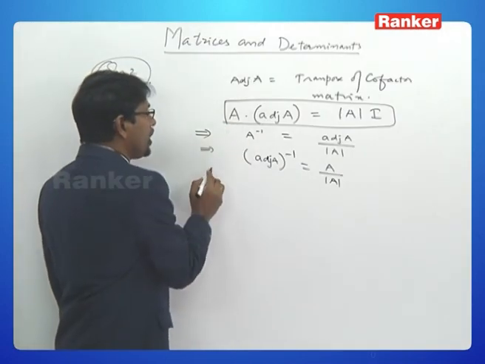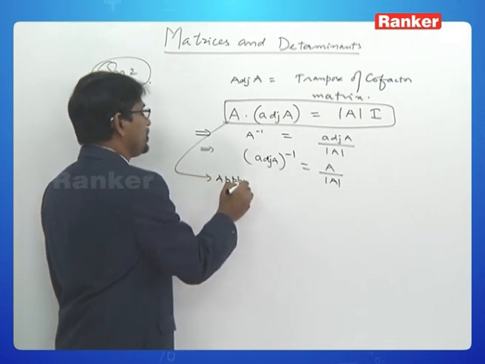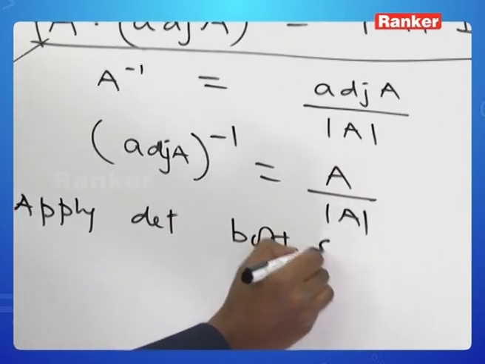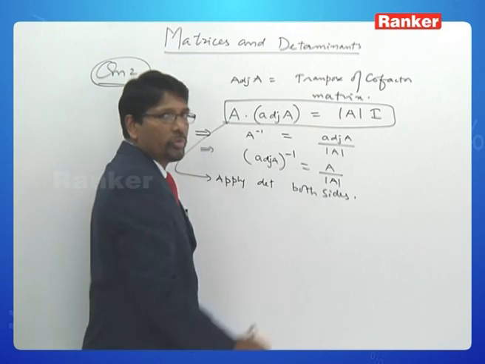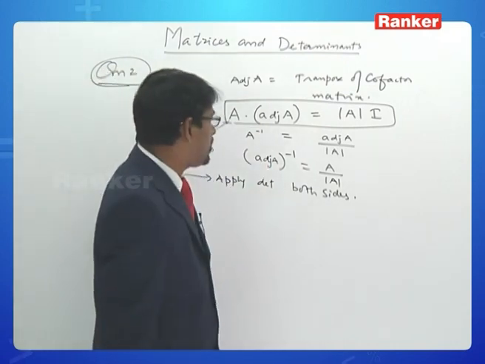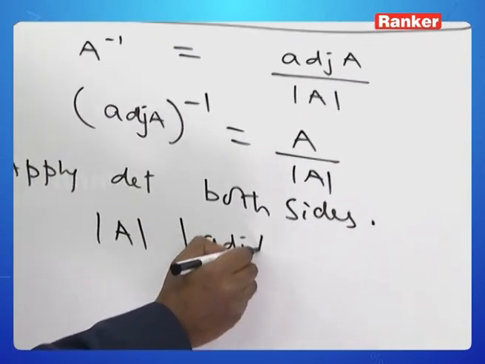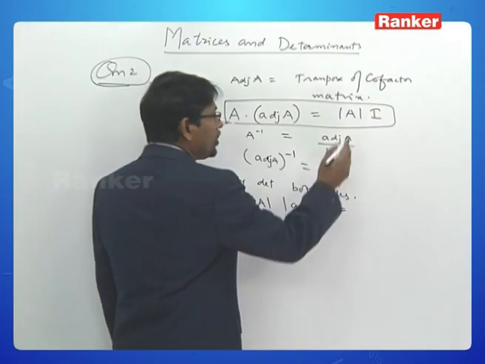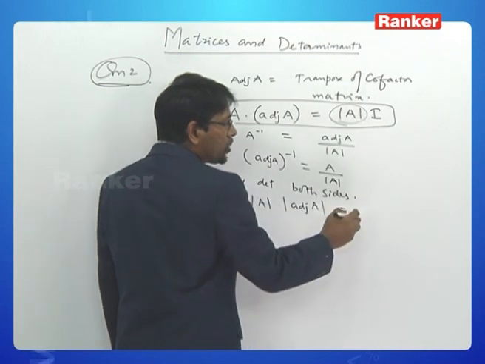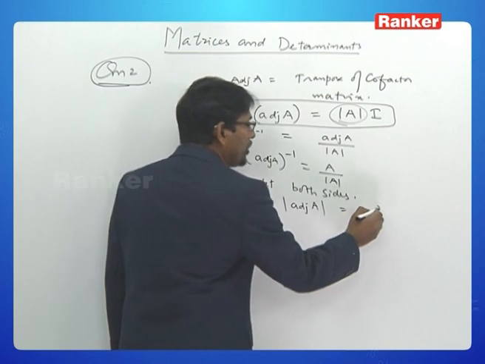Now we apply determinant both sides. So when you apply determinant both sides, determinant of the product of matrices is the product of the determinants. So we get det A into determinant of adjoint of A is equal to determinant of det A into I. What is that going to be? Det A raised to the power n.